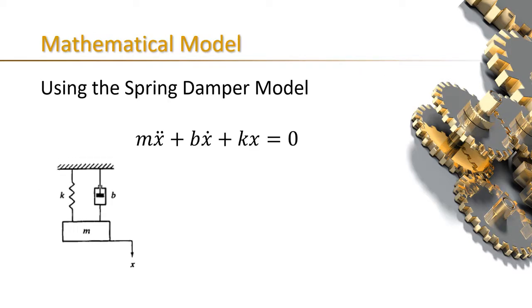Now, a mathematical model, which I got from our textbook, is the basic spring and damper model, which is mass times the second derivative of x, plus b, the constant for the damper, times the derivative of x, plus kx, with k representing the constant for the spring.